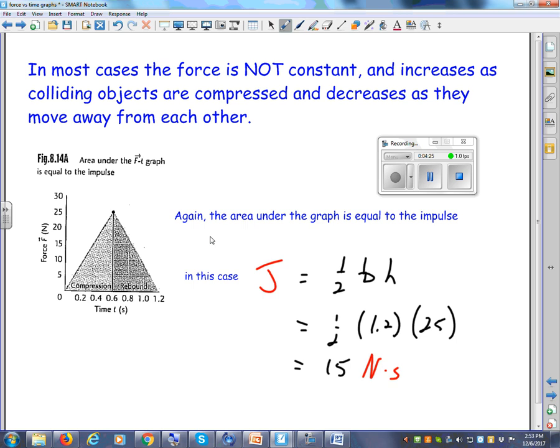How about we do this? How about I say area A equals J, or J equals A? Okay? Good?